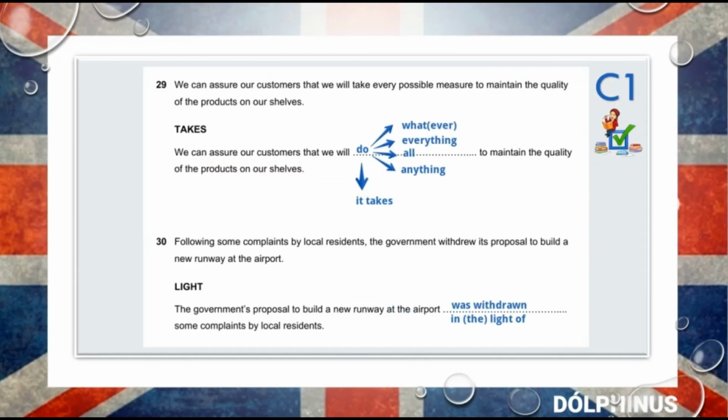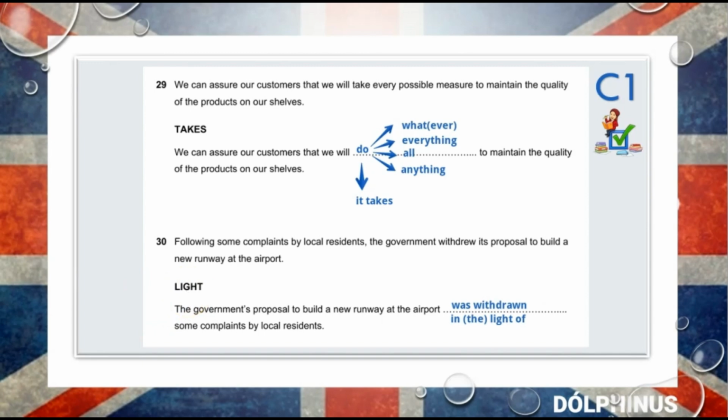In C1, there is another example of a passive, number 30, withdrew, and it is was withdrawn. Why is there no complex structural change in this passive? Well, because there are two changes, passive and a fixed expression. This expression is implied by the keyword given, light.